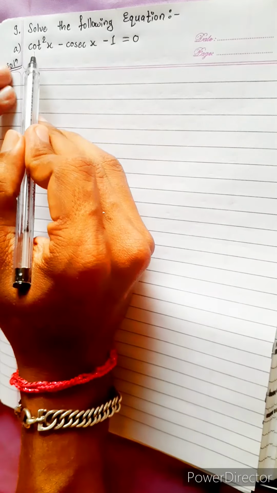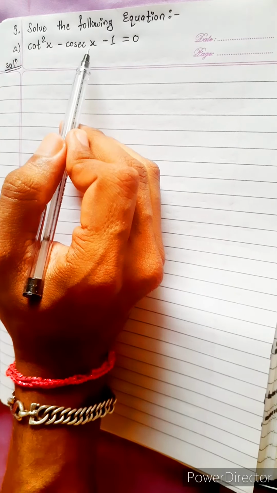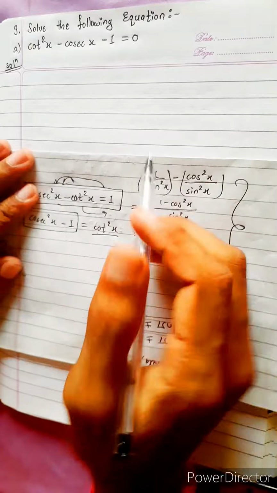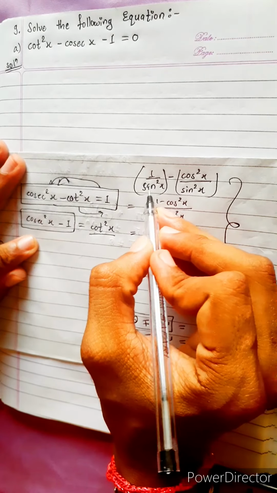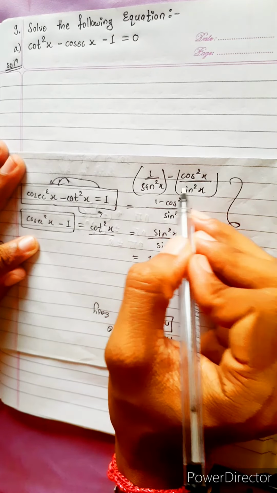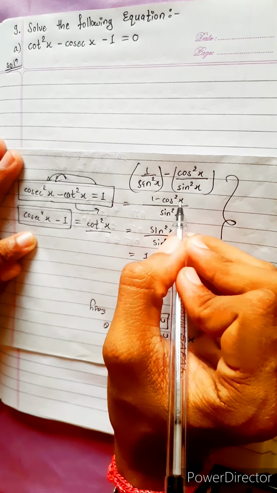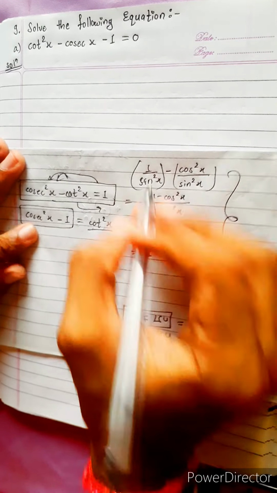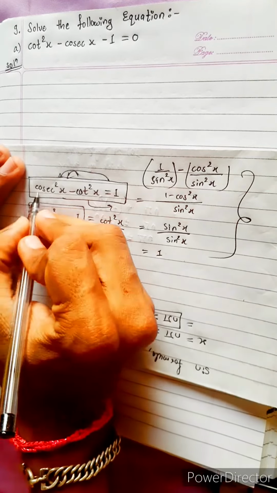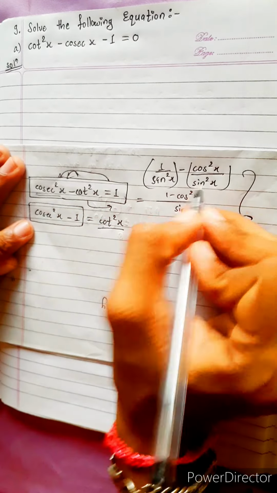Solve the following equation. Here is cot, here is cosec, and I want to show you one formula. Look here, this formula: 1 minus sin square x, cos square x by sin square x. Let's take LCM. It will be sin square x. 1 minus cos square means sin square. It is 1. Then look, 1 minus sin square is cosec square, and cos by sin is cot.